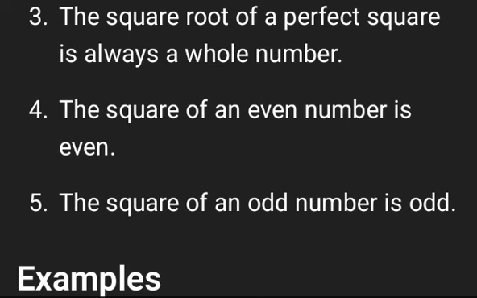So, the next point is the square of an even number is even. 2 squared is 4. 4 is even. 12 squared is 144. 144 is even. And the square of an odd number is odd. So the more important facts you can get from here are that 2, 3, 7, 8 cannot be the last digit of a perfect square, because if that is there, then it is not a perfect square. And the square of an odd number is odd and of an even number is even. These three things you have to remember.